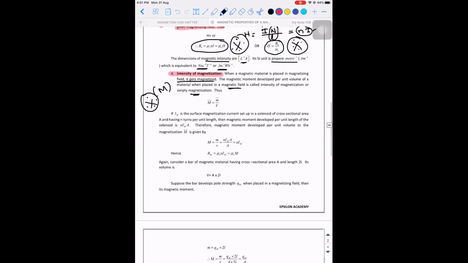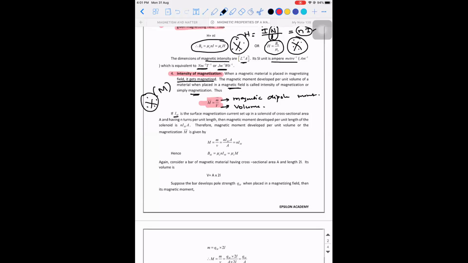So this has certain formulae. Make a note of everything. So this is the first formula. M vector is equal to small m vector divided by volume. Small m vector represents the magnetic dipole moment, and V represents the volume. Similarly, since the material has got magnetized, on the surface of the magnetized material, what is present? You have surface magnetization current.